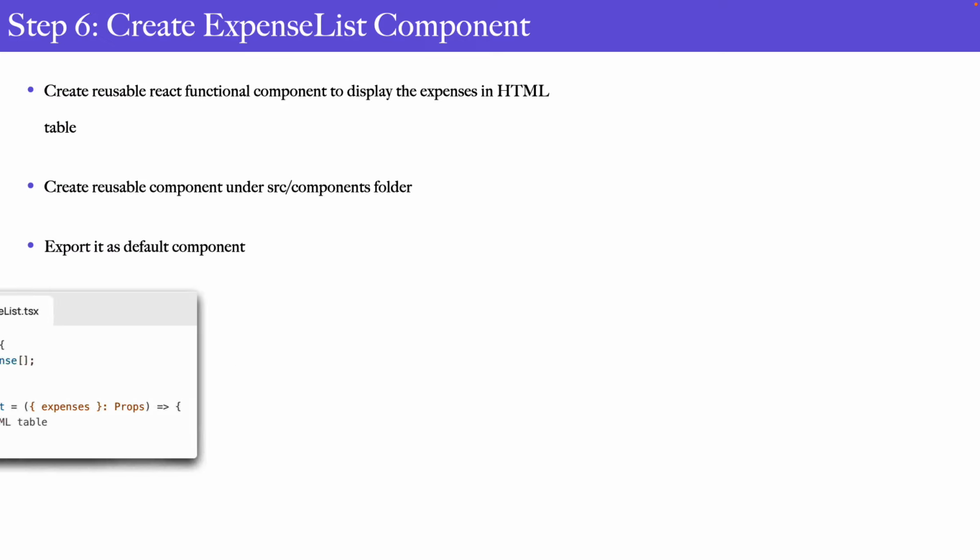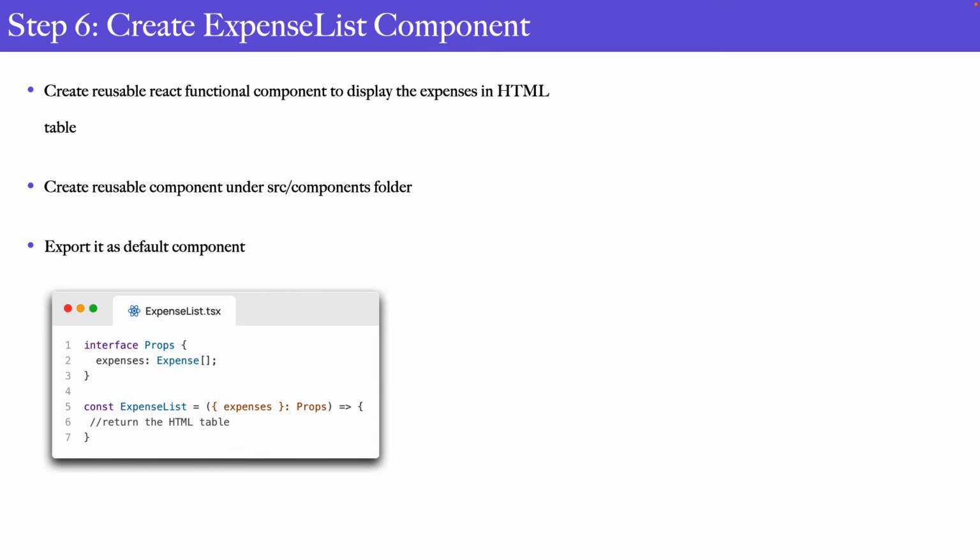And the sixth step is to create an ExpenseList reusable component. We need to create a reusable component for displaying the list of expenses. We will be creating this reusable component under the components folder, and we're going to export it as a default component. Inside this ExpenseList, first we are going to define the structure of the props. This ExpenseList component takes the expenses array as a prop. Whoever is consuming this ExpenseList component, it's their responsibility to pass the expenses array as a prop to this component.